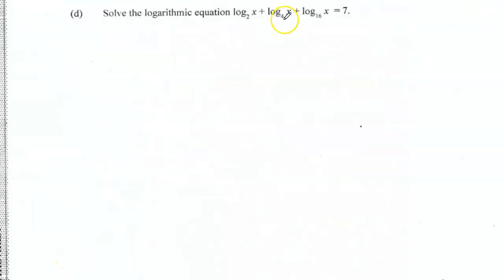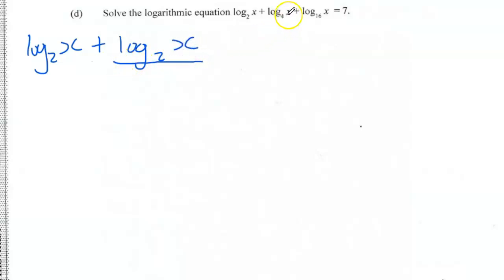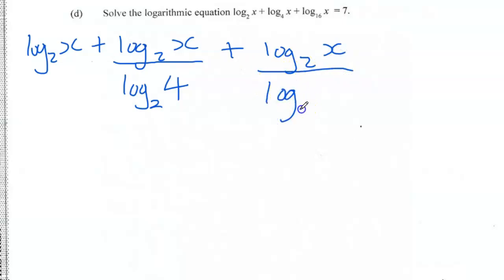Now we move on to the smallest base, which is base 2. So the first term is okay, that's log x base 2. The second term, we want to make it base 2, so we simply change it to base 2. But remember, the original base was not 2, it was 4. So we divide by log of the same base, 2. So we put the whole base here, which is 4, base 2 there. Plus, again, we change the base from base 16 to base 2. But of course, we have to divide by log of the whole base, 16, base 2, which is the base we want, equal to 7.